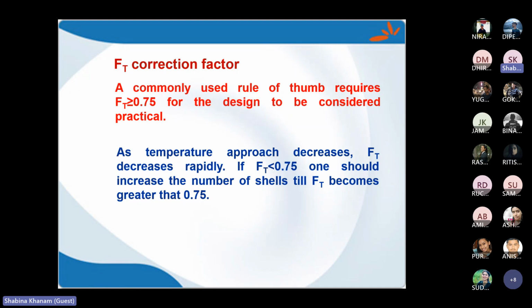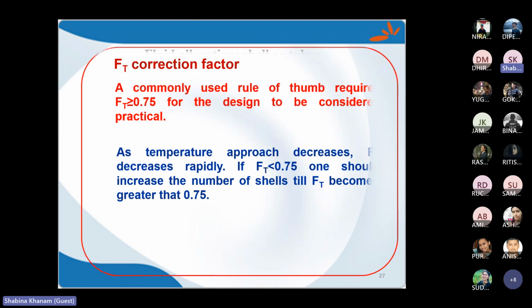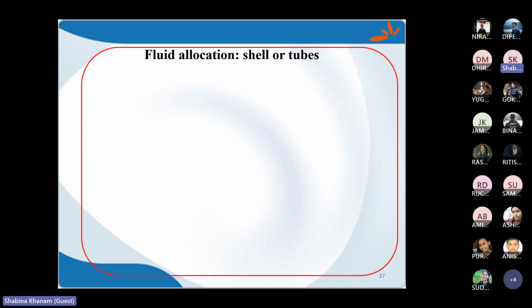If you have any query, please discuss. Okay, so this is about the FT correction factor and the basic design parameters. We have discussed U, how to choose the overall coefficient, and we have discussed delta T mean. Once you have these values, you already know the Q value, so you can find out the heat transfer area.